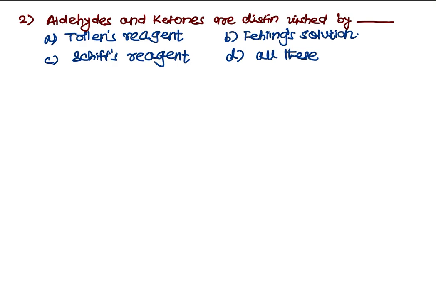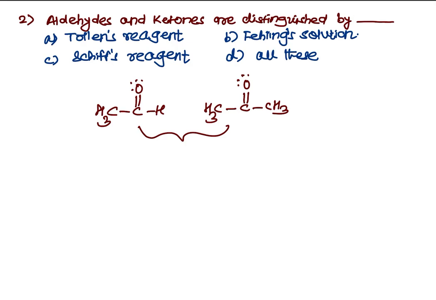Next, aldehydes and ketones are distinguished by. How to differentiate aldehydes and ketones? Again, we can take the example of acetaldehyde and acetone as a ketone. How do we differentiate these two practically? Here it is aldehydic functionality, here it is ketonic.